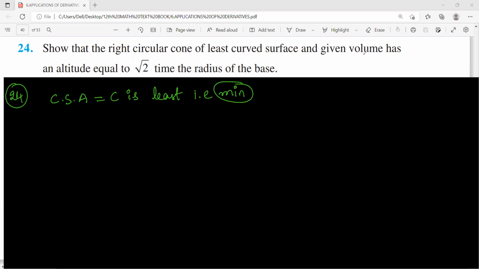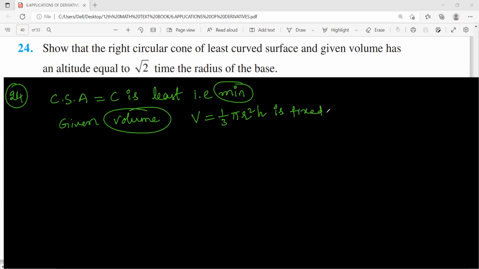Okay, and what is given? Given volume is fixed. So the volume of the right circular cone is 1/3 pi r square h, which is fixed. That implies V is fixed.